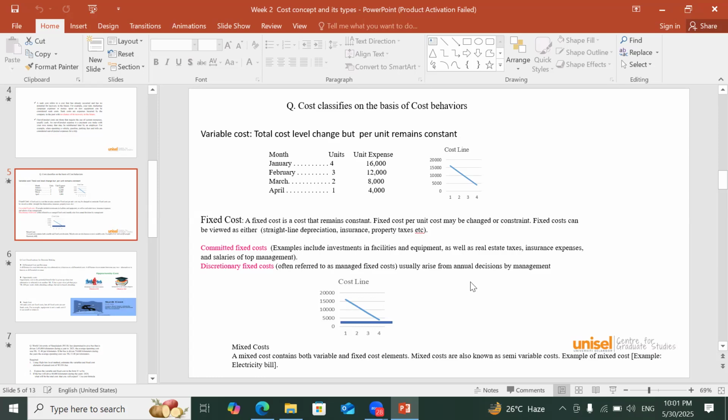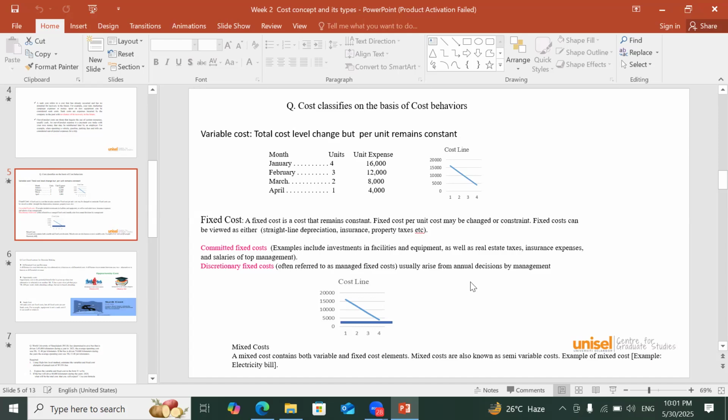Those costs you can avoid by dropping your specific or targeted product, this is the discretionary cost. And those costs you cannot avoid even if you drop your business, this is the committed fixed cost.